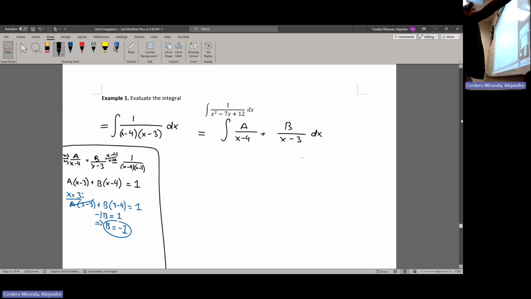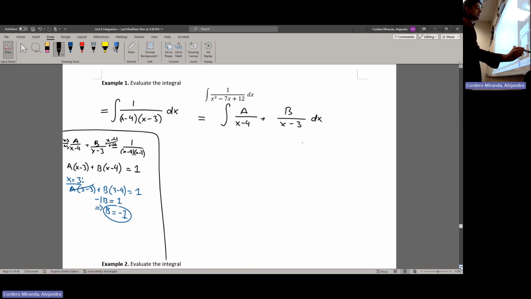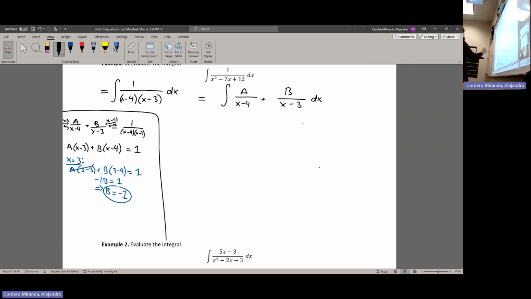Let's scroll down a bit. I choose another strategic x, like for example, if x is 4, then that makes the b part 0. So that would look like a times 4 minus 3 plus, I mean, you can see that this is going to be 0, so I won't write this every time. But for the first example, we will. 4 minus 4 is 0, 0 times b is 0, and then a times 4 minus 3 is 1. So 1a equals 1, meaning that a is 1.